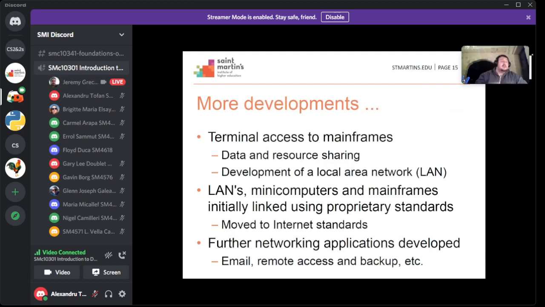You get, for example, the development of mainframes, which are accessed via the use of terminals.